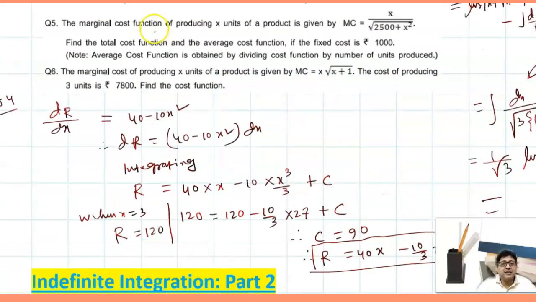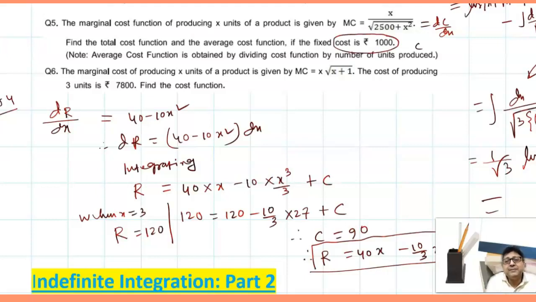Now let me discuss these two also in this context. Here marginal cost is given. So you will apply the same method, put this equal to dC by dx and get the value of C from there and use the initial condition given. Here it is given fixed cost 1000. What does it mean? After getting C, you will say that fixed cost means when x is equal to 0, C is equal to 1000.